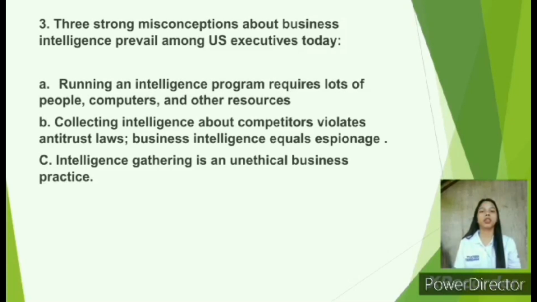Number 3 is 3 strong misconceptions about business intelligence prevail among executives today. A is running an intelligence program requires lots of people, computers, and other resources. B is collecting intelligence about competitors violates antitrust laws. Business intelligence equals espionage. Letter C is intelligence gathering is an unethical business practice.